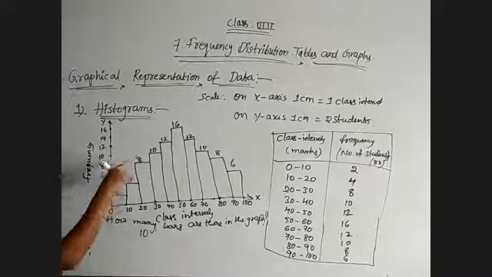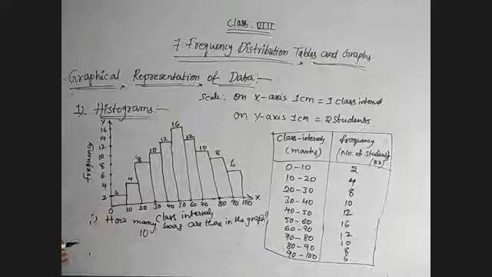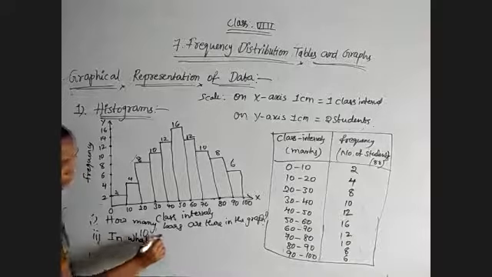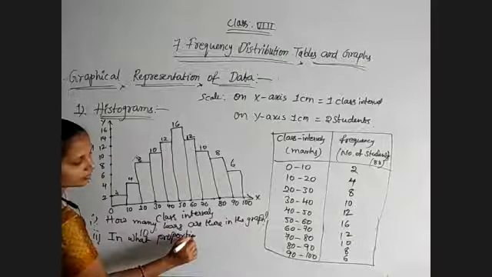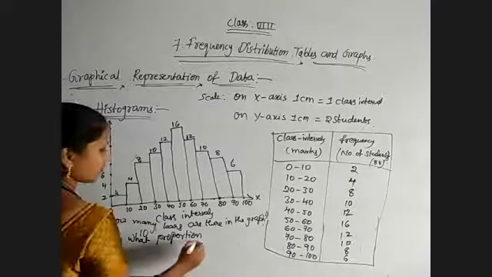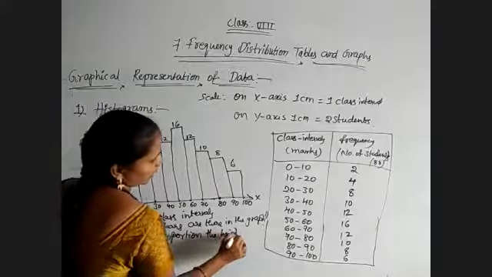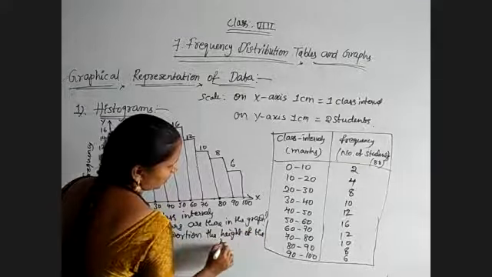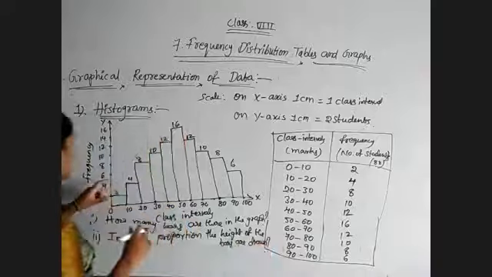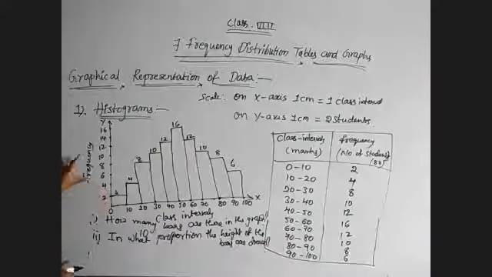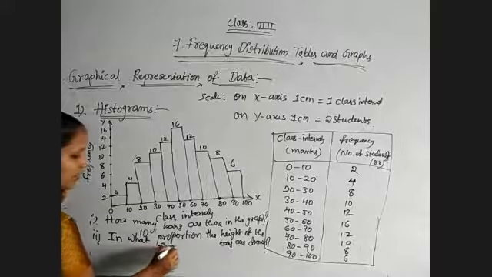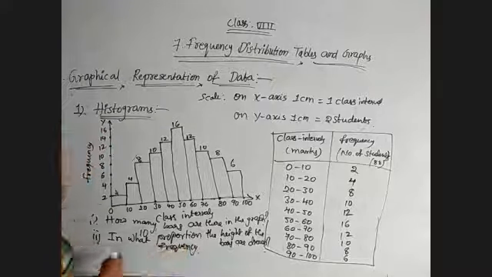Height means the length of the bars. The question is, depending on which value are they drawn? In what proportion are the heights of the bars drawn? Height is nothing but the length of that bar. The length of that bar is drawn depending on the frequency, the number of students. So it depends on frequency. Actually, we need to write a complete sentence.